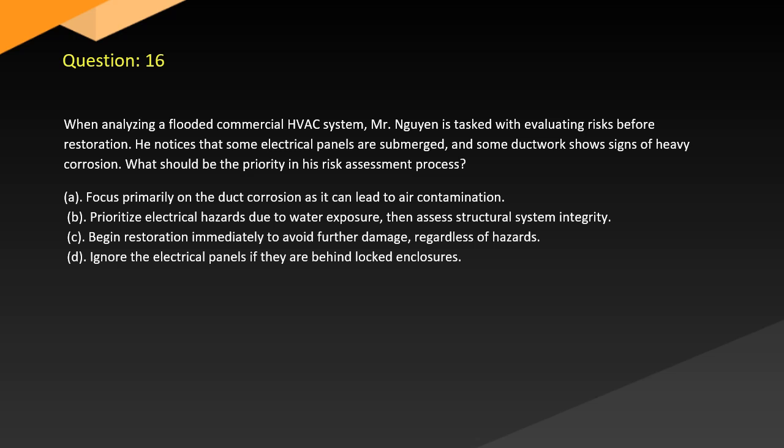Question 16. When analyzing a flooded commercial HVAC system, Mr. Nguyen is tasked with evaluating risks before restoration. He notices that some electrical panels are submerged and some ductwork shows signs of heavy corrosion. What should be the priority in his risk assessment process? A. Focus primarily on the duct corrosion as it can lead to air contamination. B. Prioritize electrical hazards due to water exposure, then assess structural system integrity. C. Begin restoration immediately to avoid further damage, regardless of hazards. D. Ignore the electrical panels if they are behind locked enclosures.